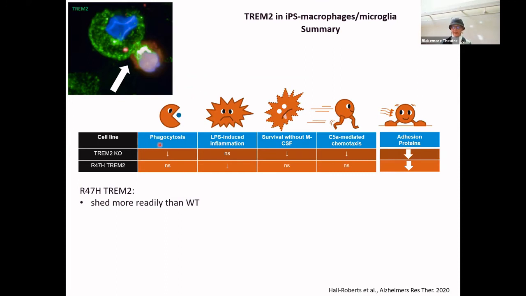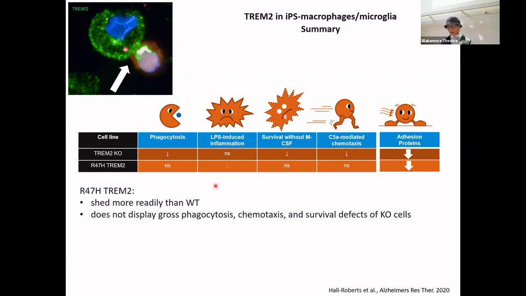And we ran through a battery of typical assays that you would run for these cells. The TREM2 knockout does what you expect. It has reduced phagocytosis, it does not survive so well when it's had growth factor withdrawal, and it doesn't move around so well in C5a mediated chemotaxis. But the R47H mutation didn't have those same phenotypic effects. We're finding that the phenotypes are really incredibly subtle. It is shed more readily from the cell surface than the wild type. We don't really understand why, because the mutation is not in the part of the transmembrane domain where the cleavage might happen. So it's not displaying those gross phenotypic defects.